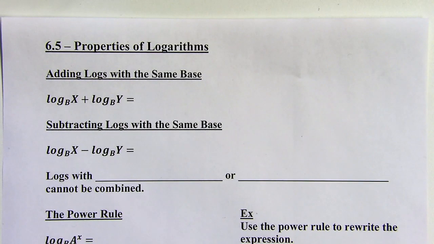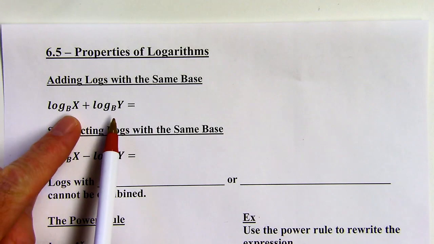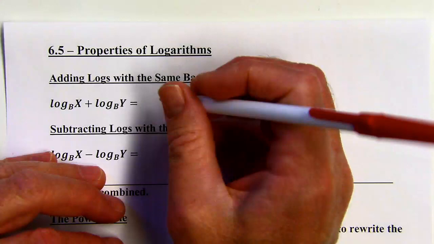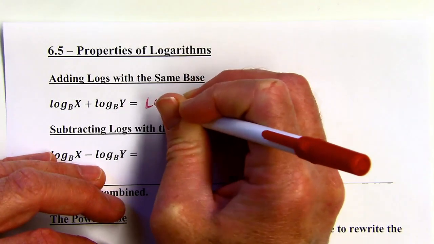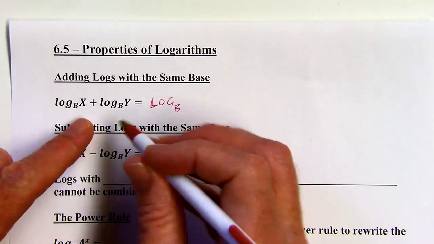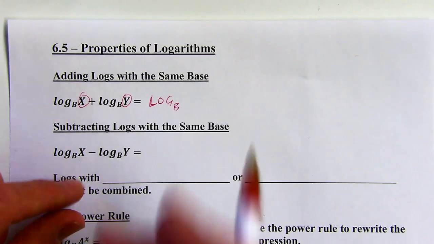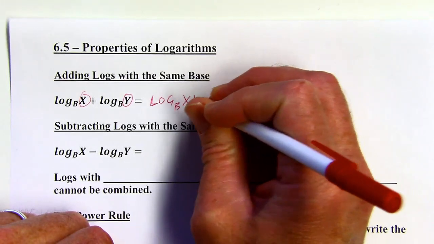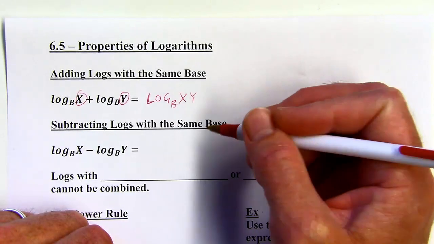All right, here's 6.5 properties of logarithms. So if you have the same base in two different logarithms, you can add the two logarithms together and combine them into one logarithm like so. We'd get a new log, still would have the base of b here, and what we're going to do to the contents of the two logs, the arguments, is multiply them together. So this is going to be log base b, and then the contents would be x times y, okay?